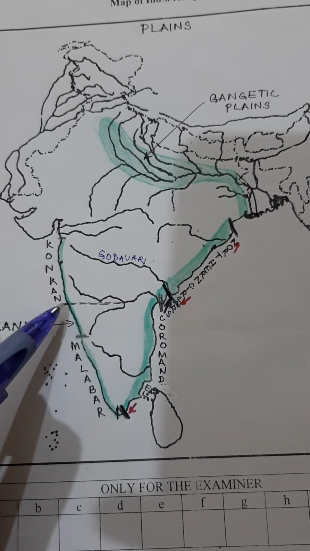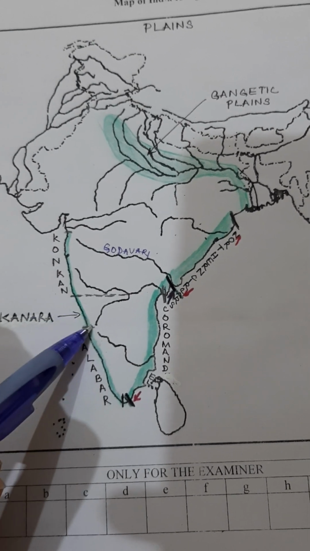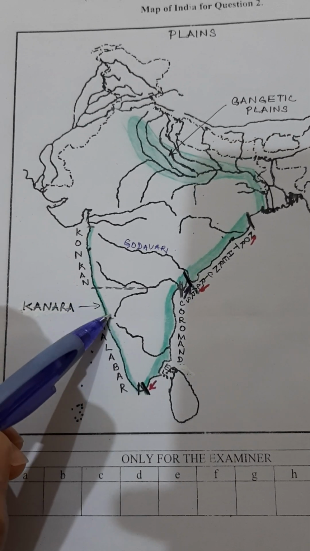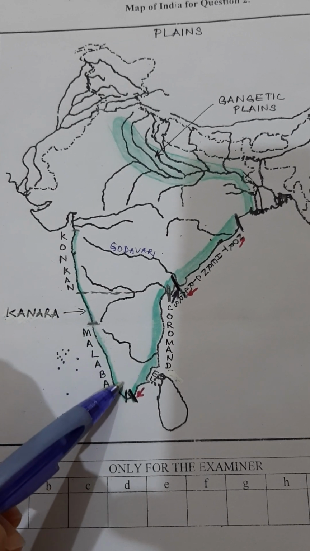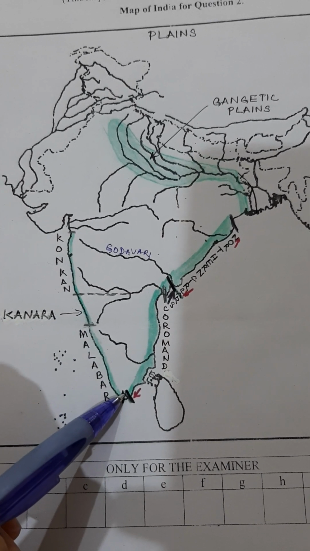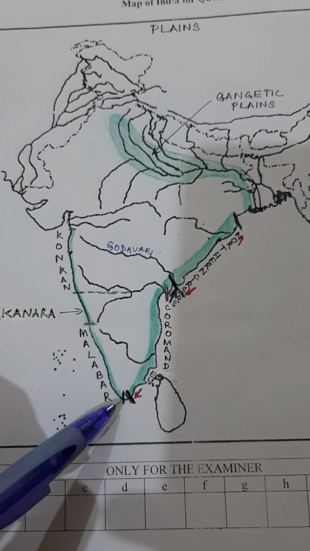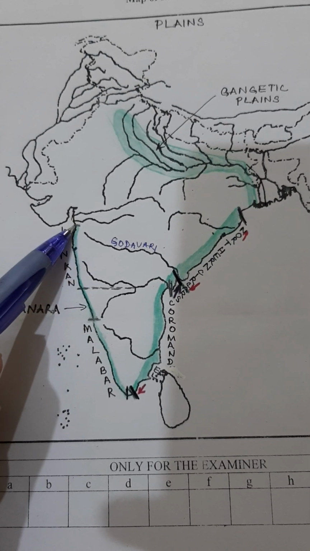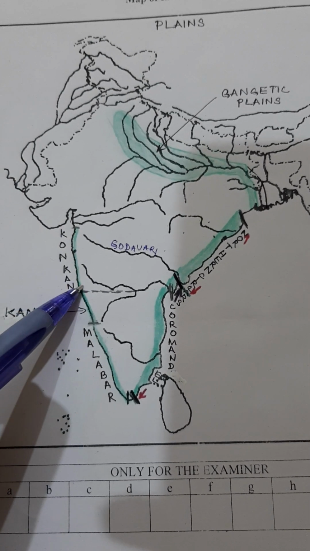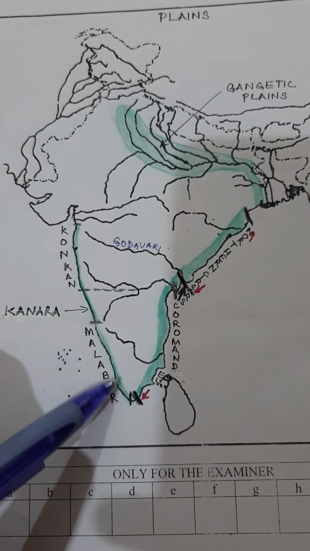Okay, and so between the Konkan coast and the Malabar coast, this is the Kanara coast, the coast of Karnataka. And Malabar is the coast of Kerala. And notice the coast is very narrow here, the western coast. So coast is only the outline. So if I have to mark Konkan coast, only the outline is to be marked. Likewise for Kanara and likewise for Malabar.